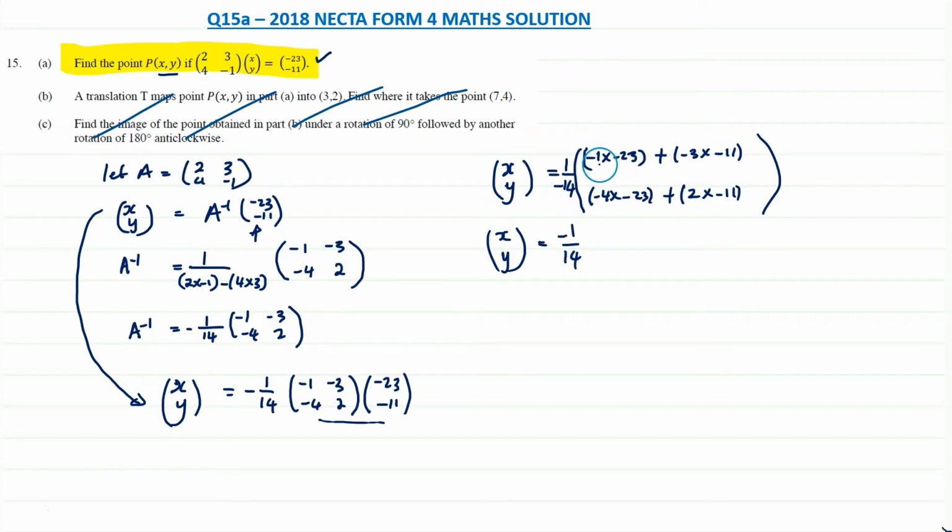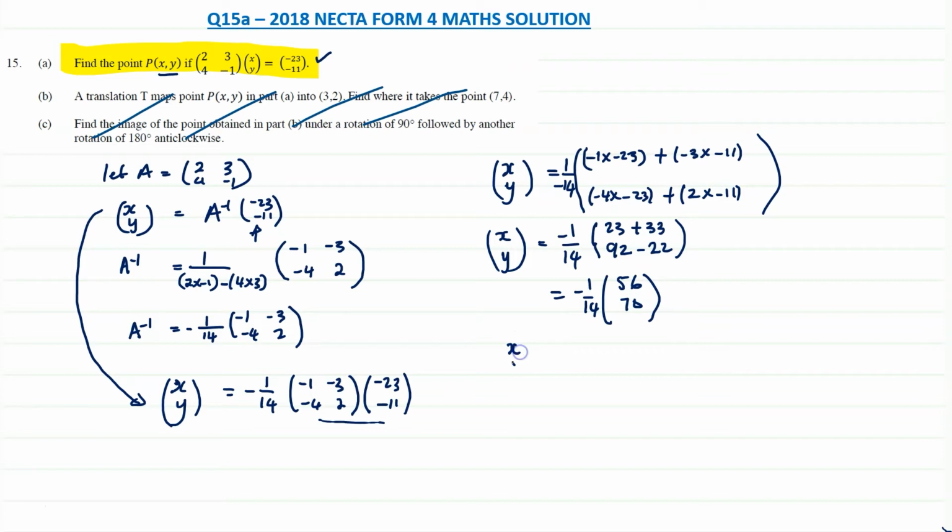-23 times -1, that's 23. -3 times -11, that's plus 33. And then -4 times -23, so that's 92. And then 2 times -11 is -22. We got plus here, so that's going to be take away 22. So this will give you -1 over 14, and then the number on top will be 56, and this will be 70.